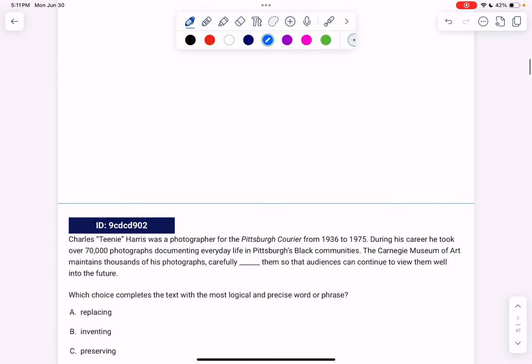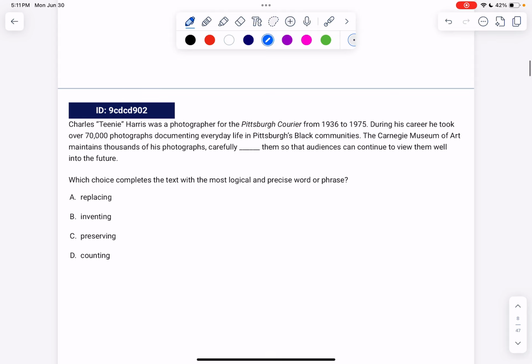All right, next one. Charles "Teenie" Harris was a photographer for the Pittsburgh Courier from 1936 to 1975. During his career, he took over 70,000 photographs documenting everyday life in Pittsburgh Black communities. The Carnegie Museum of Art maintains thousands of his photographs, carefully blanking them so that the audience can continue to view them well into the future.